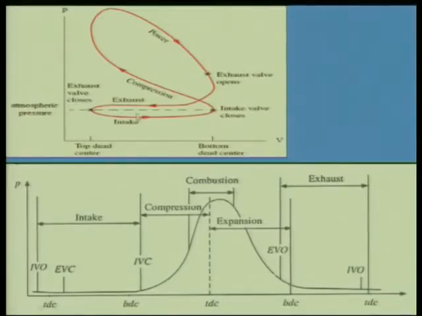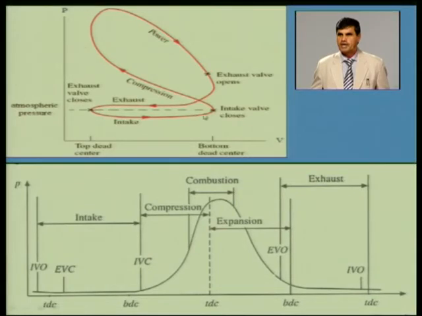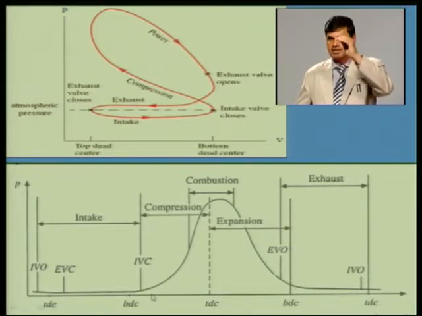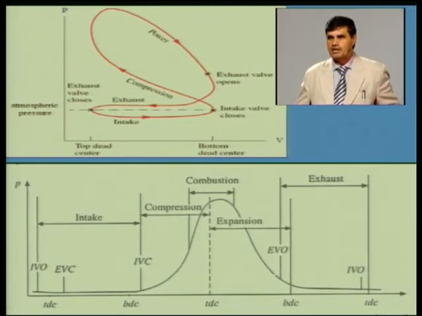The same I am comparing. This P theta diagram I am converting into the form of a pressure volume diagram. Pressure is the same, this axis is the same; this theta, as the crankshaft is rotating, the piston is moving inside the cylinder and volume is changing. So this theta we are converting into the form of volume.